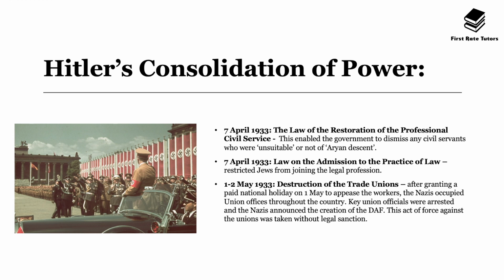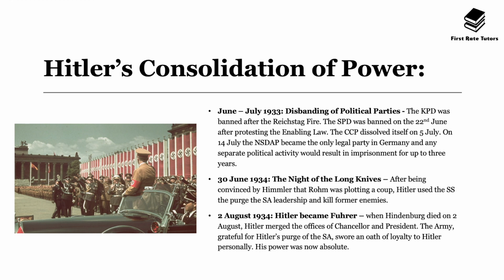On 7 April 1933, the law on the admission to the practice of law was passed, which restricted Jews from joining the legal profession. Between 1 to 2 May 1933, there was also the destruction of trade unions. After granting a paid national holiday on the 1st of May to appease workers, the Nazis occupied union offices throughout the country. Key union officials were arrested, and the Nazis announced the creation of the DAF. This act of force against the unions was taken without any legal sanction.